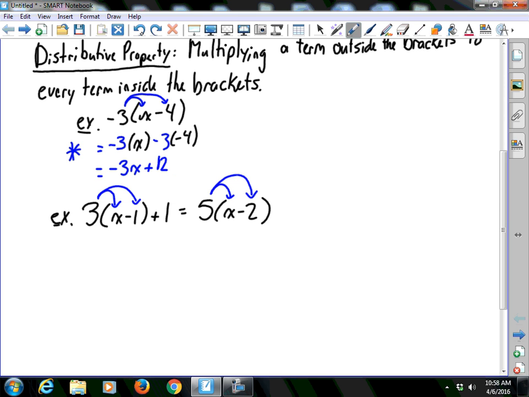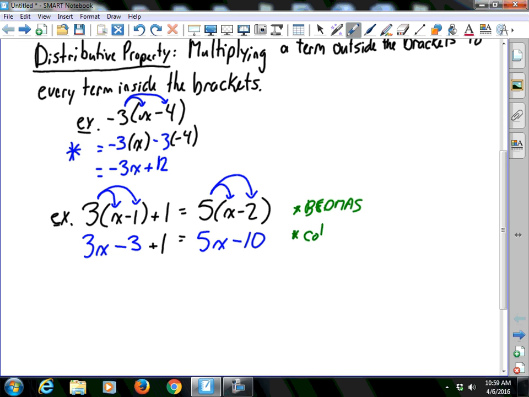So from here, 3 times x is 3x, 3 times negative 1 is negative 3, then plus 1, which is then equal to 5 times x, which is 5x, and 5 times negative 2, which is negative 10. Now, at this point, we want to get all the variables on one side and all the x's on the other. So just to explain here, first we did some BEDMAS to clean up, and now we're looking to collect like terms.